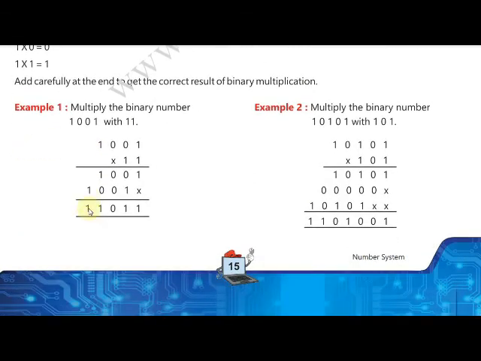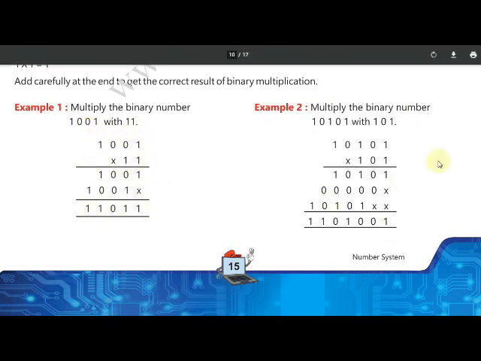Now let's see how to calculate. Here we have to calculate the multiplication of the given binary numbers. These are 1001 with 11. We start to calculate from the right side. 1 into 1 is 1, 1 into 0 is 0, 1 into 0 is 0, 1 into 1 is 1. Now go to the next binary digit. 1 into 1 is 1, 1 into 0 is 0, 1 into 0 is 0, 1 into 1 is 1. Now at the end we have to calculate the addition. 1 as it is, we take it. 0 plus 1 is 1, 0 plus 0 is 0, 1 plus 0 is 1, and 1 as it is we write here. This is the multiplication of the given binary numbers.